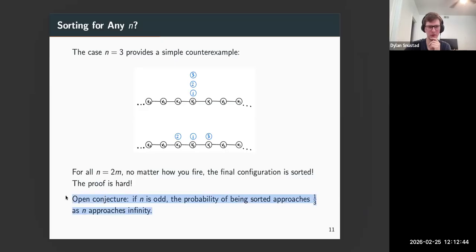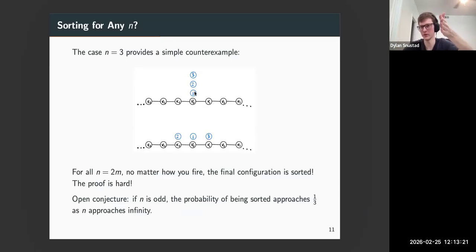And if we look at the odd case, I just noted that the odd case doesn't have this nice property, right? But there's a very nice open conjecture in chip firing that people are interested in, which essentially just says that if you take the limit, as n goes to infinity in this odd case, the probability of approaching this perfectly ordered configuration will go to 1/3. And this is very strong because it turns out that whenever you start with an odd number of chips on your board, the last fire will always take place with something that looks like this.